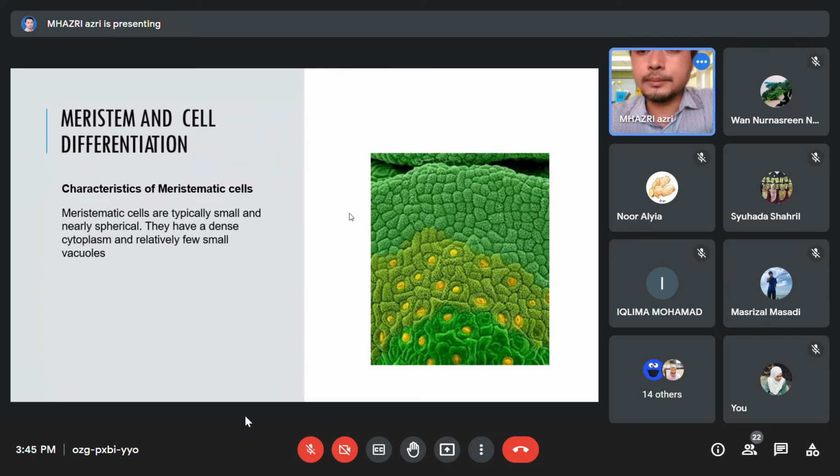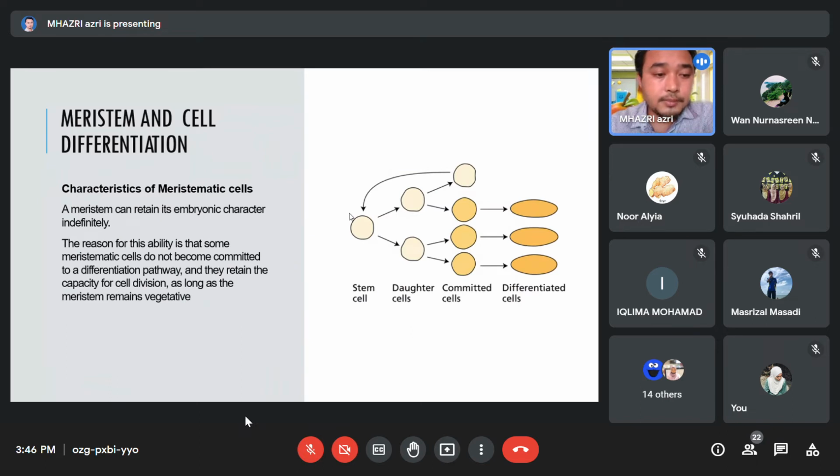For example, our stem cells, biasanya kalau dekat manusia kita punya stem cell dekat tulang sumsum. So these cells do not differentiate. They can continuously divide. After they differentiate into specific tissues or organs, they will stop dividing. So meristematic cells are typically small and nearly spherical. They have a dense cytoplasm and relatively few small vacuoles. Meristematic cells can retain their embryogenic characteristics. What is meant by embryogenic character?